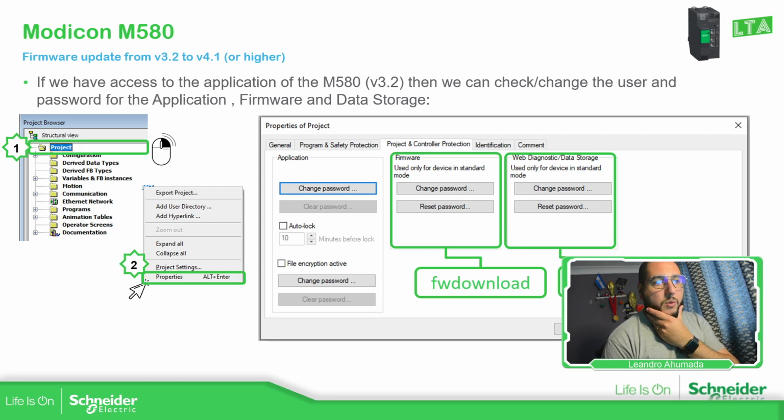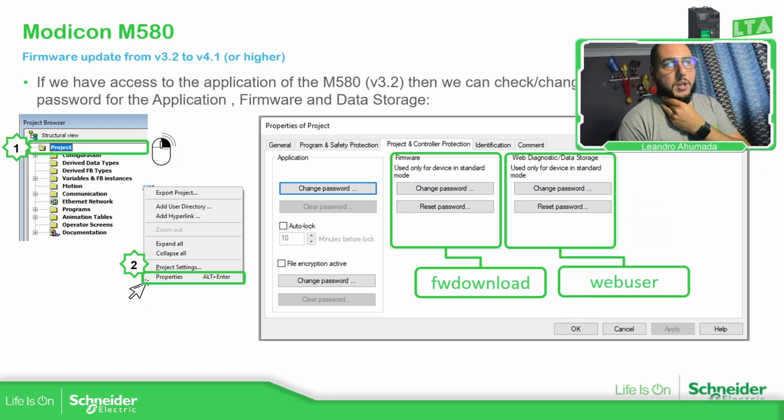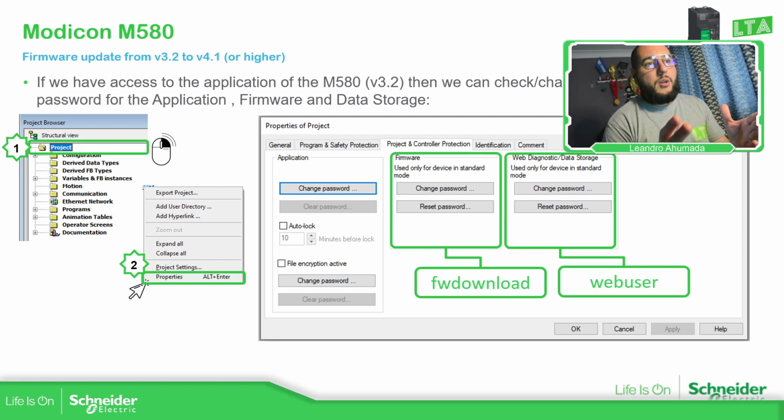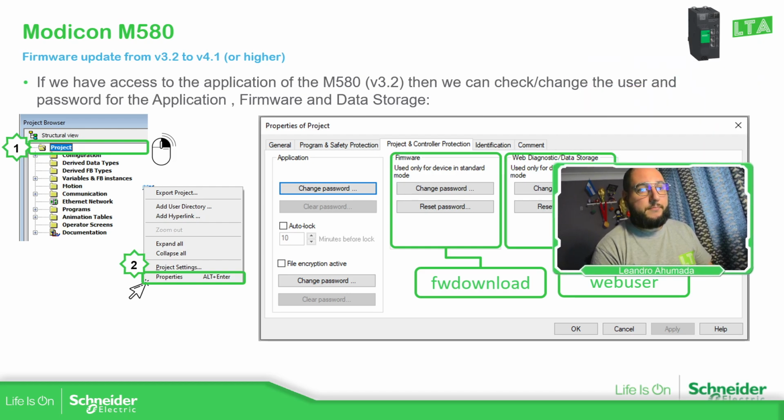Now, once we are communicated or we have already developed the application, we need to double check this, because we have the firmware and a data storage password. By default, we have FW download and web user. If you have changed them, you need to remember that, because those new passwords will be used on the EADM. Also, if you have an application password, you also need to remember it. Otherwise, you will not be able to communicate, and you probably need to reset the controller.